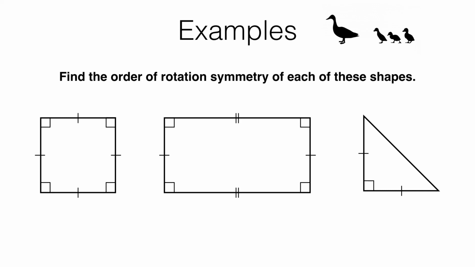What you should have got is that the order of rotation symmetry of the square is 4, the order of rotation symmetry of the oblong is 2, we just saw that earlier in the video, and the order of rotation symmetry of this triangle is just 1.